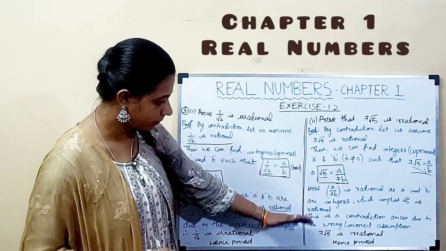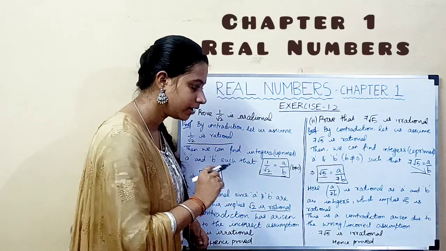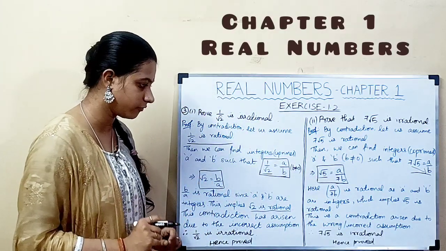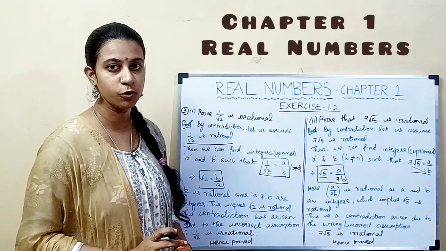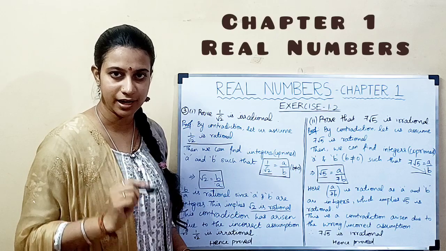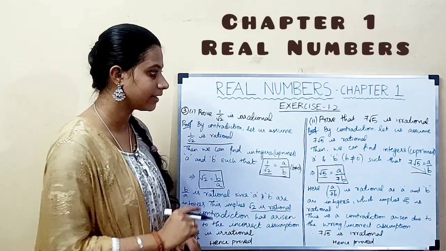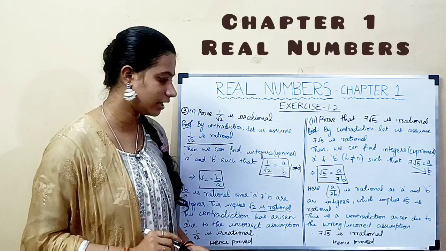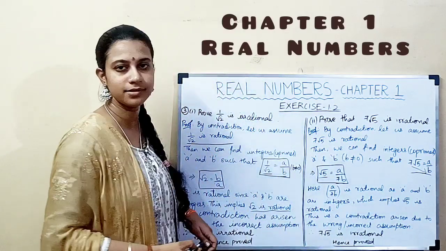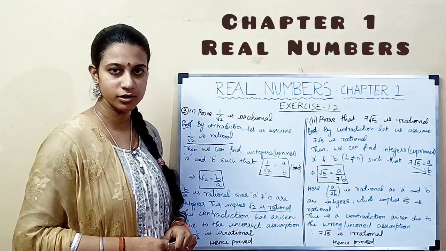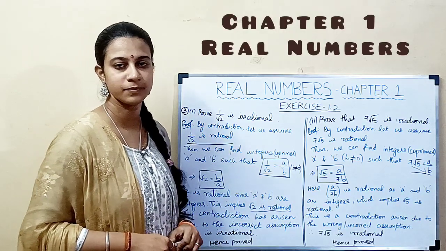So this is how we give the proof: here a by 7b is rational as a and b are integers, which implies root 5 is rational. This is a contradiction that has arisen due to our incorrect assumption that 7 root 5 is rational. So we conclude by saying that 7 root 5 is irrational, and the final step we give in every proof is hence proved. Now let's move on to the third subdivision of this problem and also the last problem of this exercise.